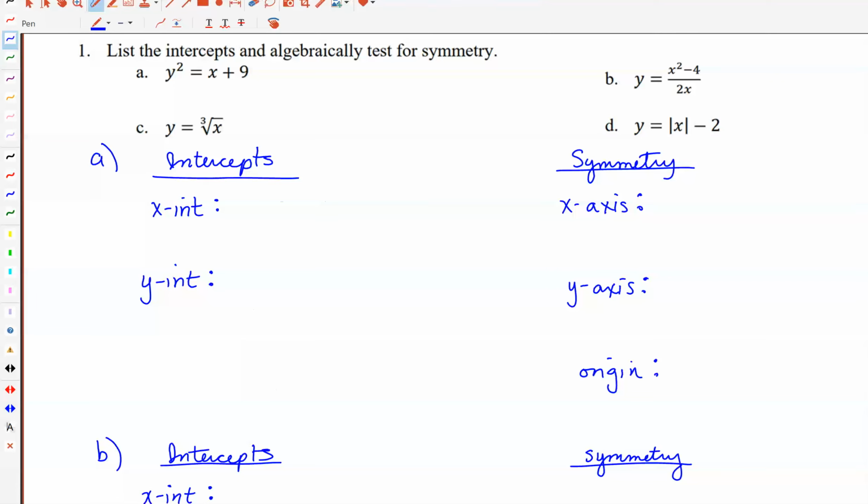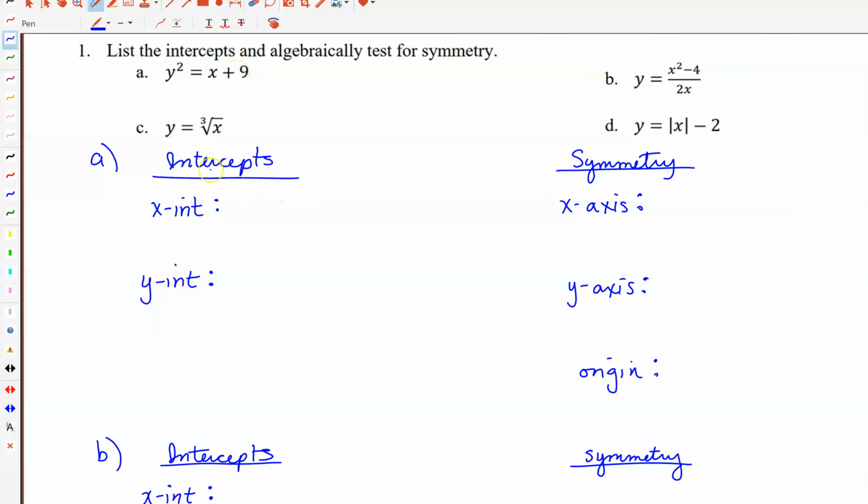We're going to look at some practice problems to help us get ready for our first exam. For this first example, the directions say list the intercepts and algebraically test for symmetry. And for part A, the example is y squared is equal to x plus 9. So let's find the intercepts first.